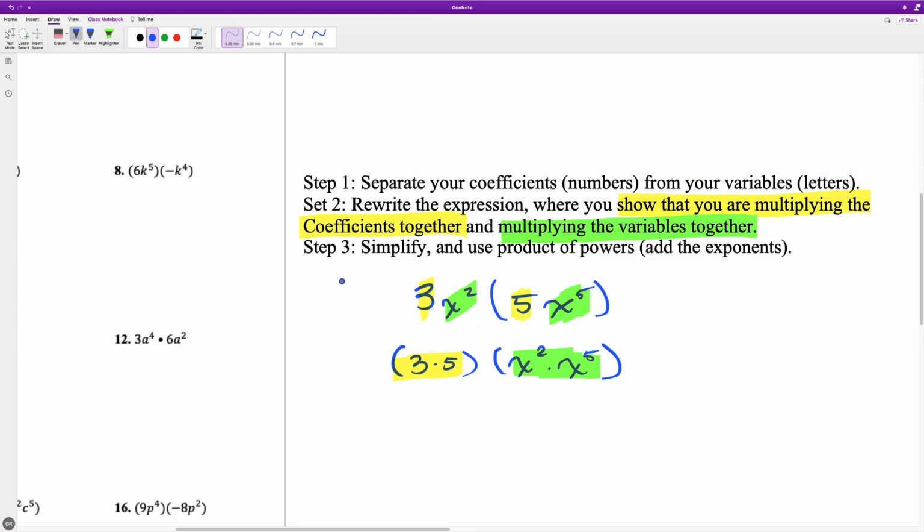So now once we have that, that leaves us to step number 3, which is just simplify, meaning just do the math. So 3 times 5 will give us 15 times x squared times x to the fifth. That means x to the power of 2 plus 5, which will give us 7, because 2 plus 5 is 7. So then the final result is going to be 15x to the power of 7.